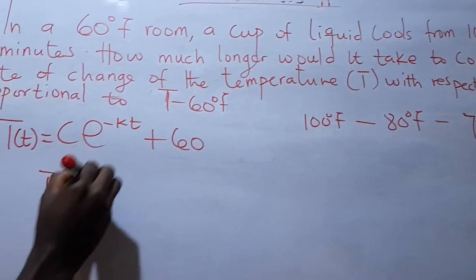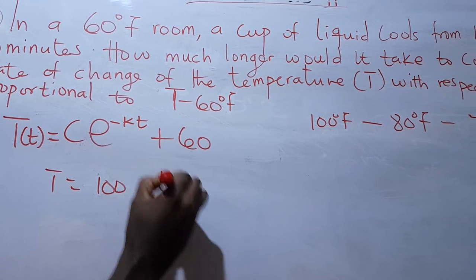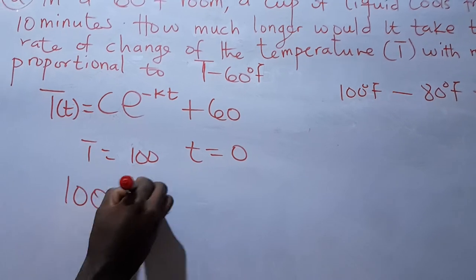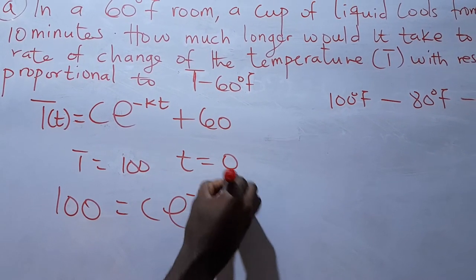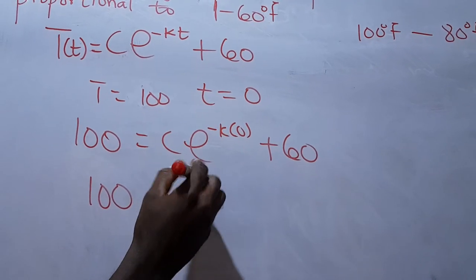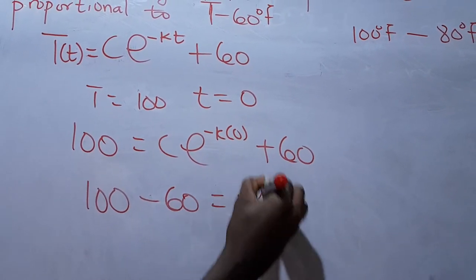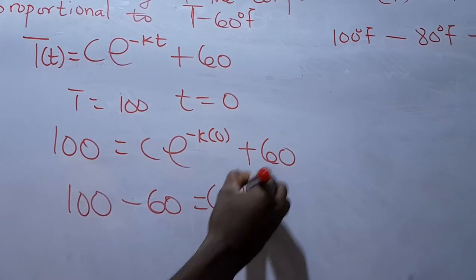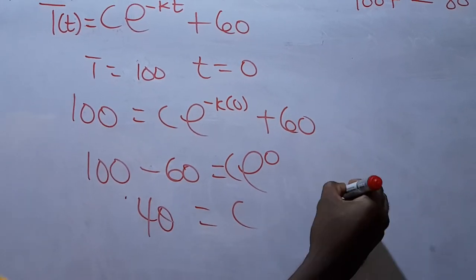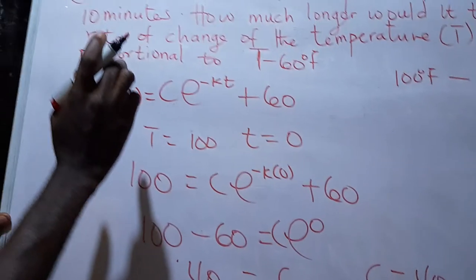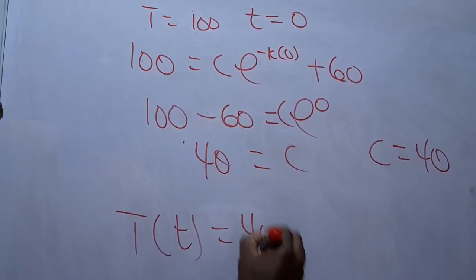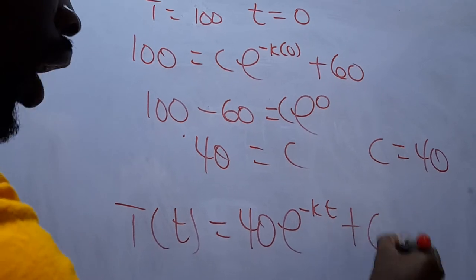So we said that when capital T is equal to 100, small t is equal to zero. So we substitute that and find one of the constants. We can say 100 will be equal to C e exponent negative k times zero plus 60. So 100 minus 60 will be equal to C e exponent 0, since negative k times 0 is 0. E exponent 0 is 1. So 100 minus 60 is 40, so 40 will be equal to C. So our constant C is equal to 40. So with this differential equation, we have managed to find our C. So T of t will be equal to 40 e exponent negative kt plus 60.